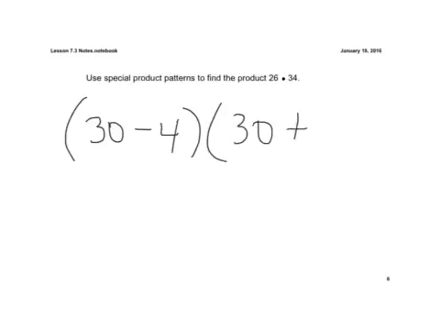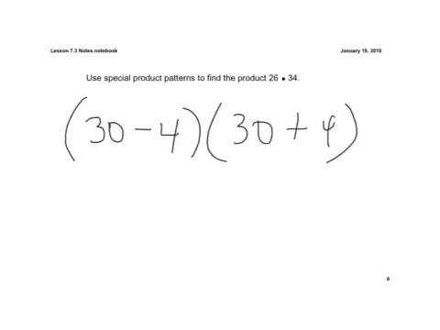All right, so here's just a quick example of how we could possibly use special products to help us find the answer to 26 times 34. Now, you don't have to do problems like this, but just some math tricks that I'd like to show you. So we could write 26 as 30 minus 4, and we could write 34 as 30 plus 4. And now it's the product of a sum and a difference.